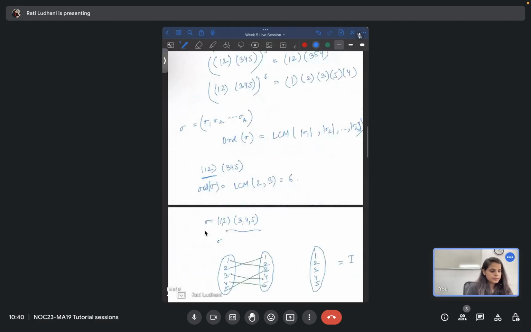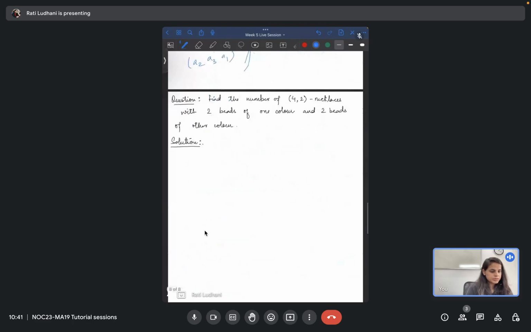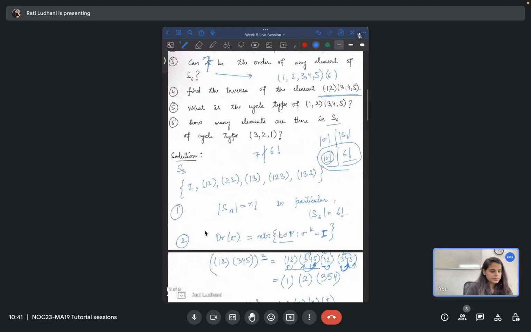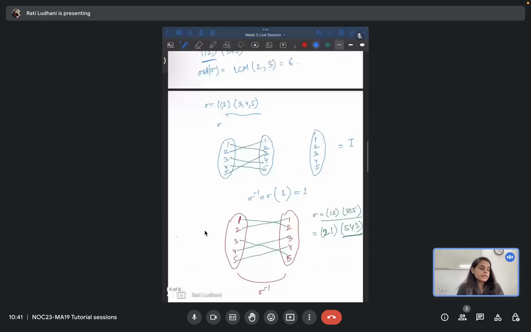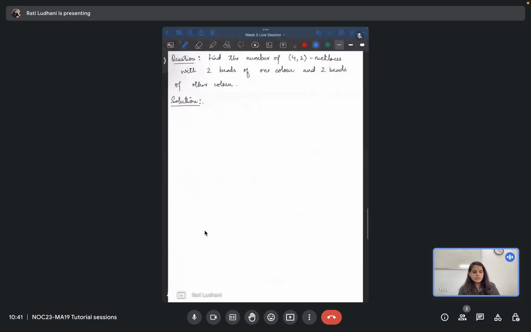Now, this was the last part. Let's move to the next question then. Find the number of 4 2 necklaces with 2 beads of one color and 2 beads of the other color.